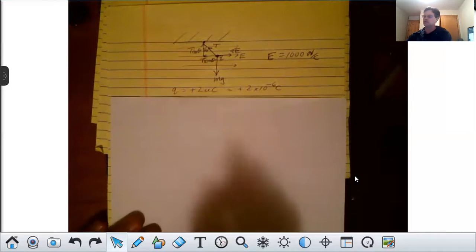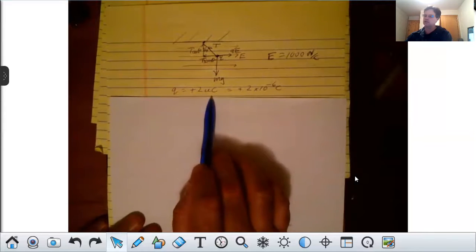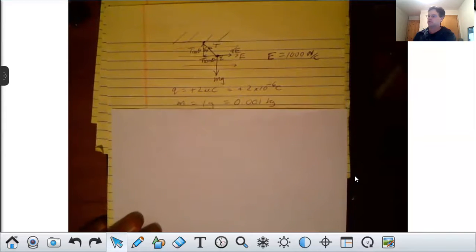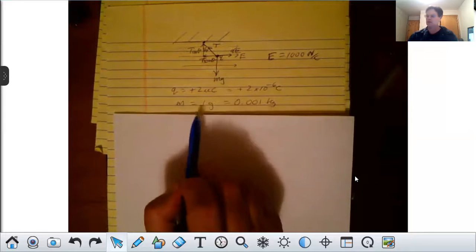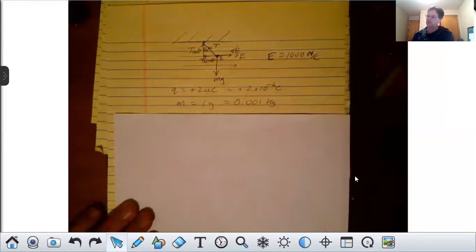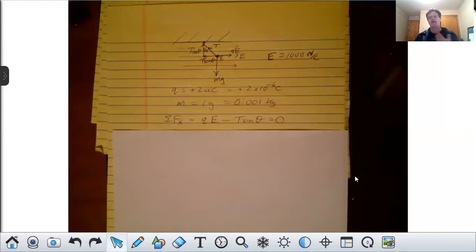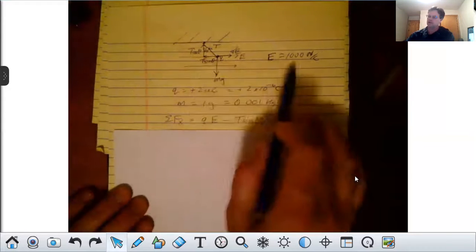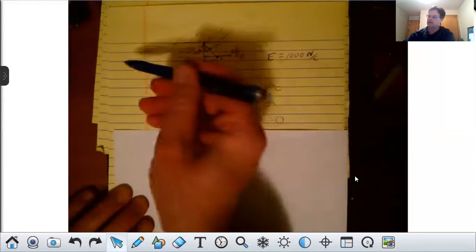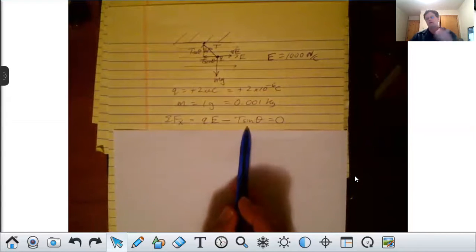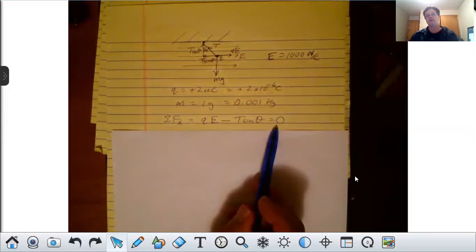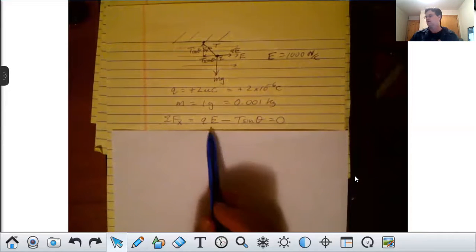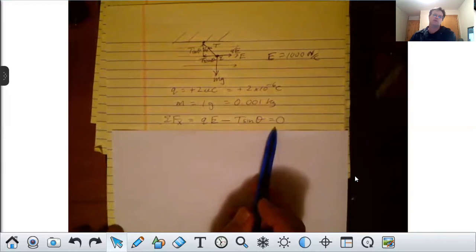To compute a number, we're going to say our charge Q is positive 2 microcoulombs, or 2 times 10 to the negative 6 coulombs, and the mass of the little piece of paper is 1 gram, 0.001 kilograms. If I add up my x components, I've got QE minus T sine theta. Now this is a static problem, so the acceleration has to equal 0. So ma is 0, Newton's second law, and the sum of the forces in the x direction, QE minus T sine theta, has to equal 0.